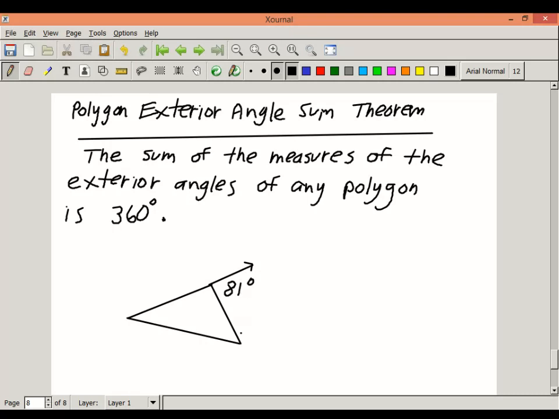So I'm going to do that for the other two vertices. Let's say this time I extend this side of the triangle, and again I've formed an angle with the adjacent side of the triangle. Let's just say I measured that and I got 132. All right, let's extend this third side of the triangle to form another exterior angle. Let's say I measured that and I got 147.